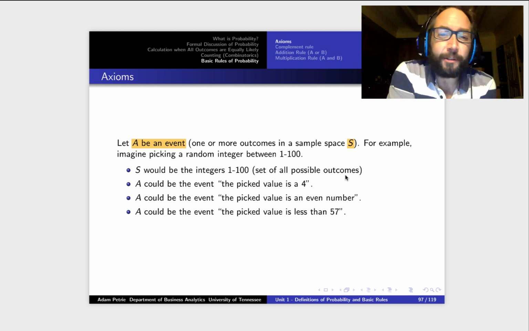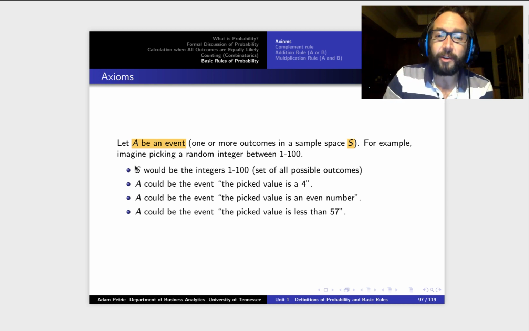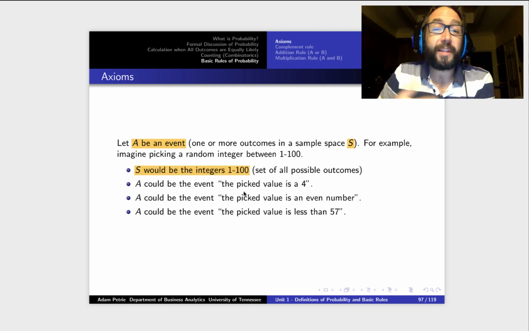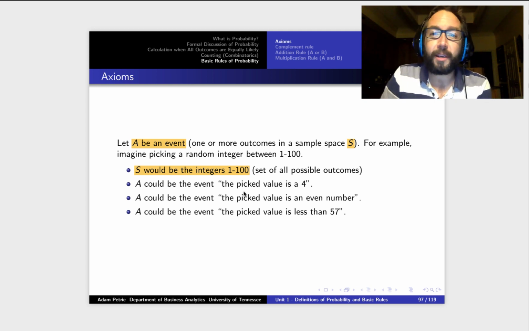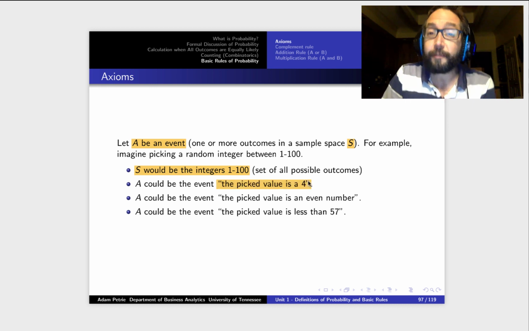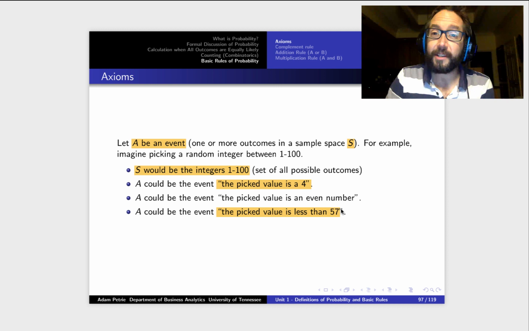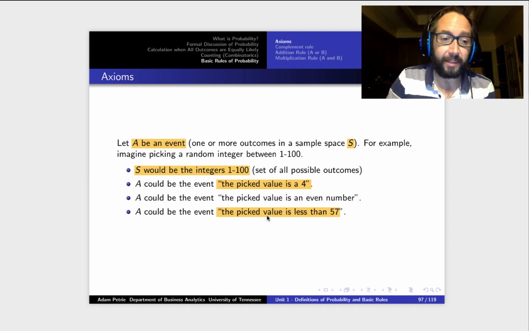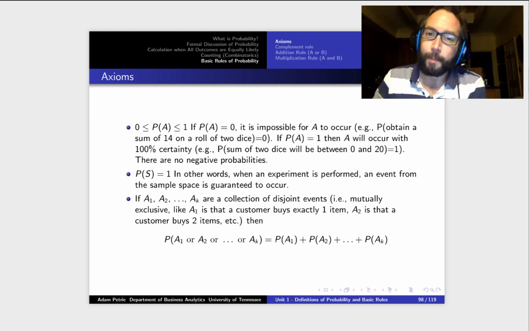So we might be interested in picking a random integer between 1 and 100. So S, the sample space, all the possible outcomes we might observe would be the integers 1 through 100. And A, our event of interest, could be any number of various things. A could be the event the picked value is a 4. Or A could be the event the picked value is less than 57, which is more than one outcome in that sample space. So here's some things you need to know about probabilities.